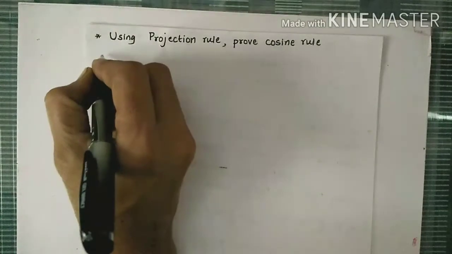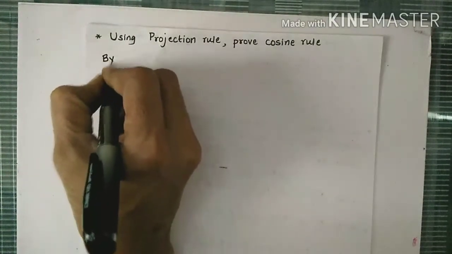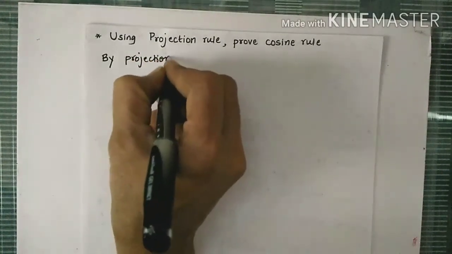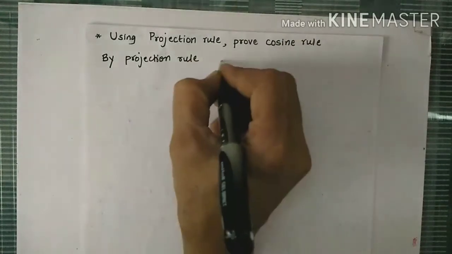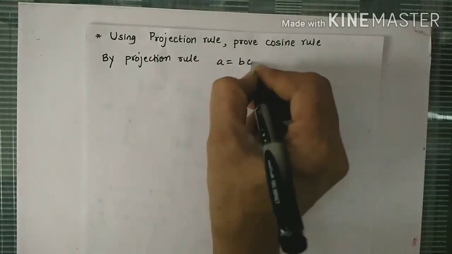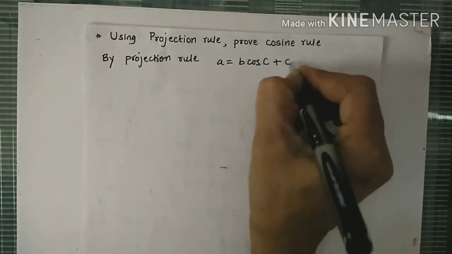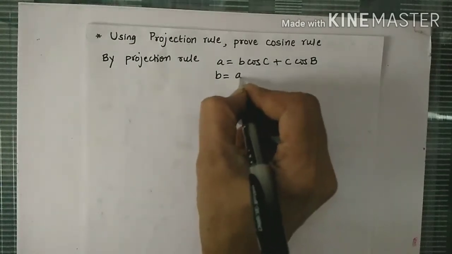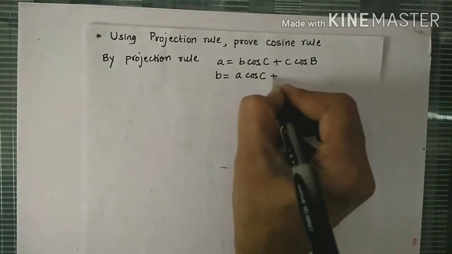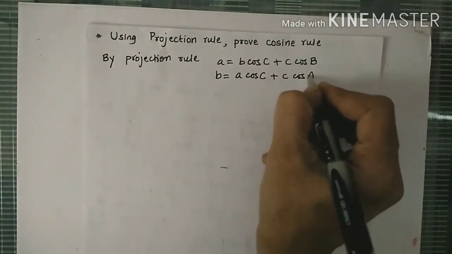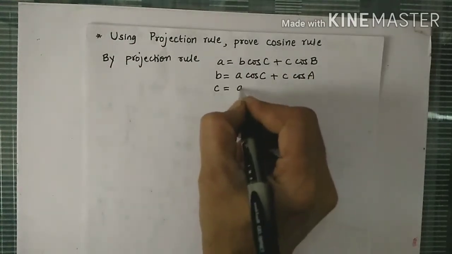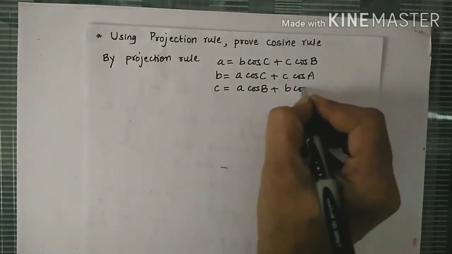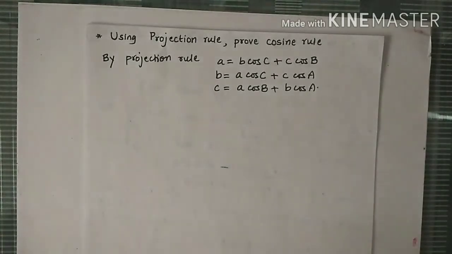So first let's write the projection rule. By projection rule, we have a equals b cos C plus c cos B. Similarly, b equal to a cos C plus c cos A, and c in terms of a and b, that is a cos B plus b cos A. Okay, so this is the projection rule.